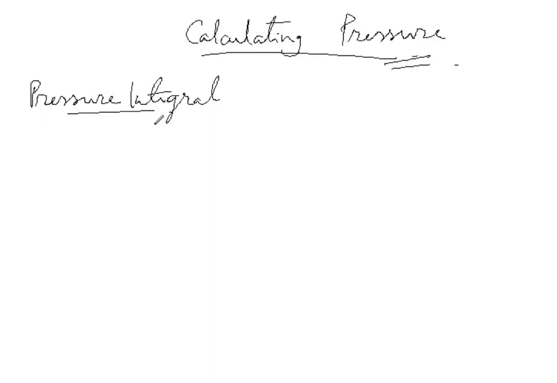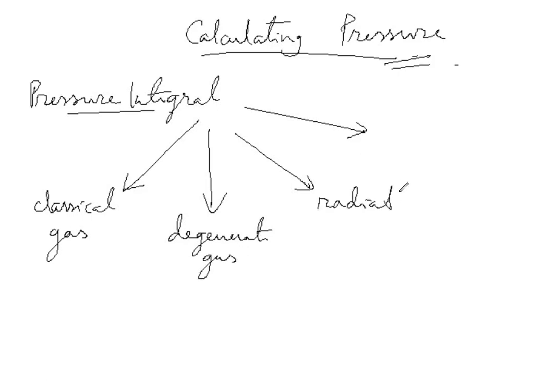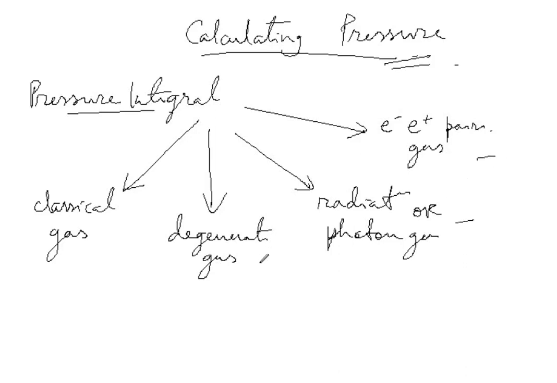So today we will talk about applications of the pressure integral to 4 cases: classical gas, then degenerate gas, then radiation or photon gas, and then electron-positron pairs gas, which is made up of them. So 4 applications. This is what I would like to talk about.